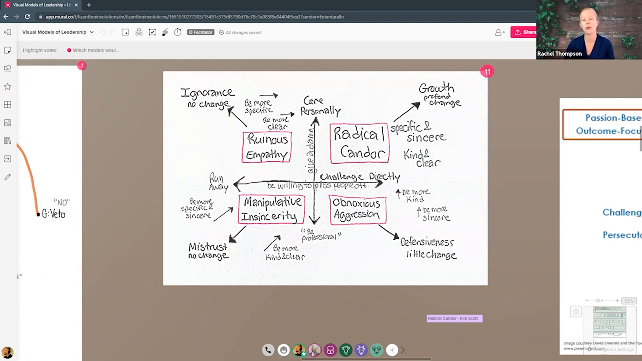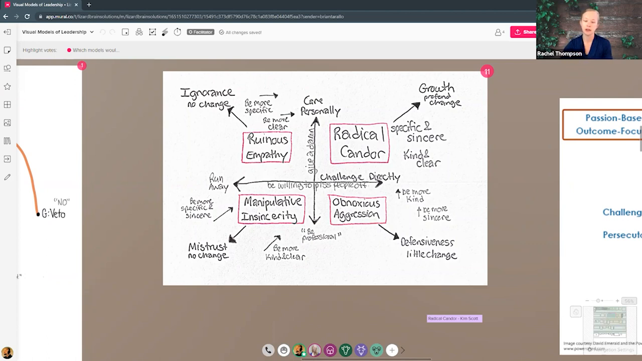So there's a lot of stuff going on here. But radical candor is the one that is, I guess, the most productive or constructive. And that's where you can get really the growth and profound change. The way that looks is, if you have food in your teeth, then pulling someone aside and saying, hey, you have food in your teeth, quietly, as immediately as you can. It's very specific and sincere. It's kind and clear. And it's something that is very actionable.